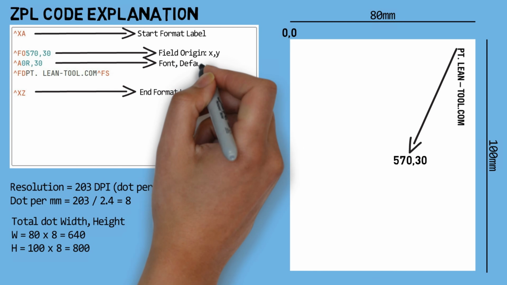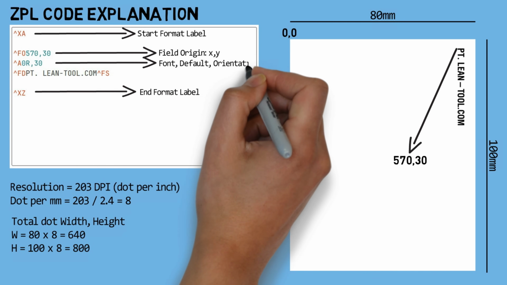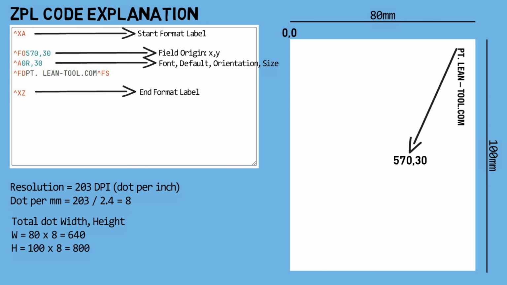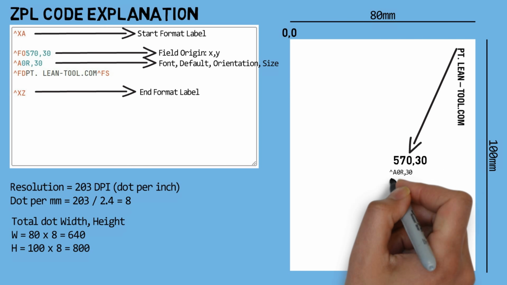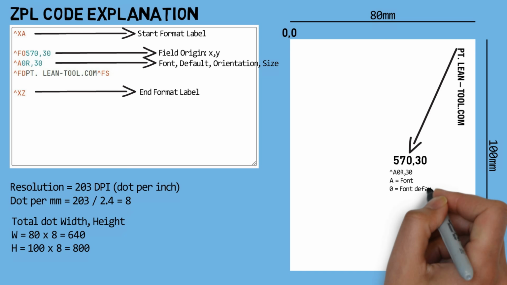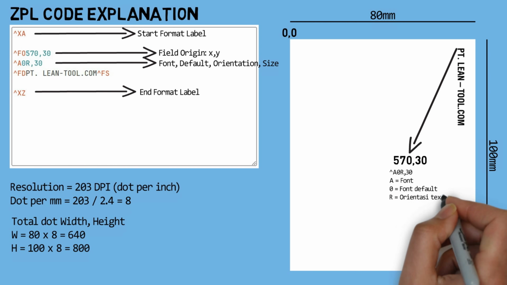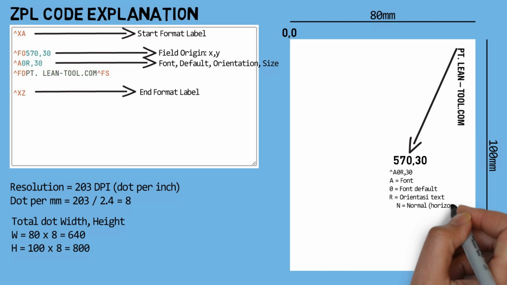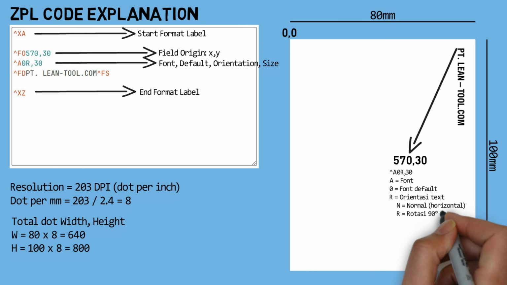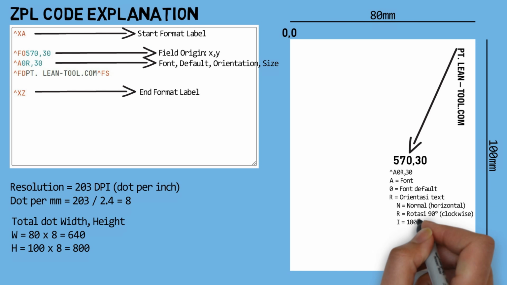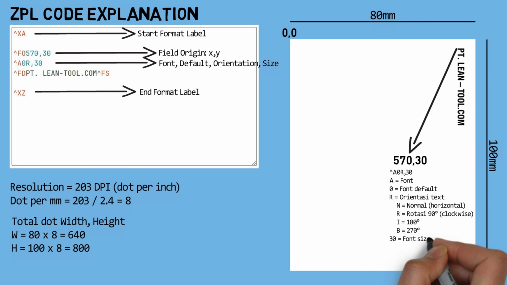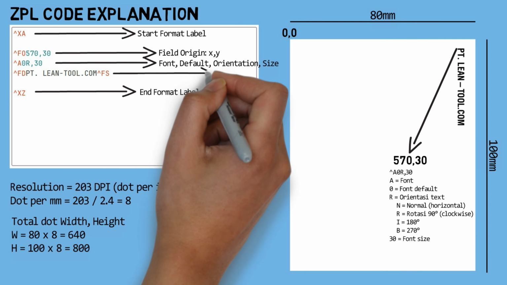Next, we have A0R30. This command is used to set the font and text orientation. A0 refers to the font type, which is a standard built-in font in the printer. R means the text is rotated to the right, or 90 degrees clockwise. And 30 defines the font size. So basically, this command controls how the text will look, its font, direction, and size. Next, we have FD, then the text, and FS.